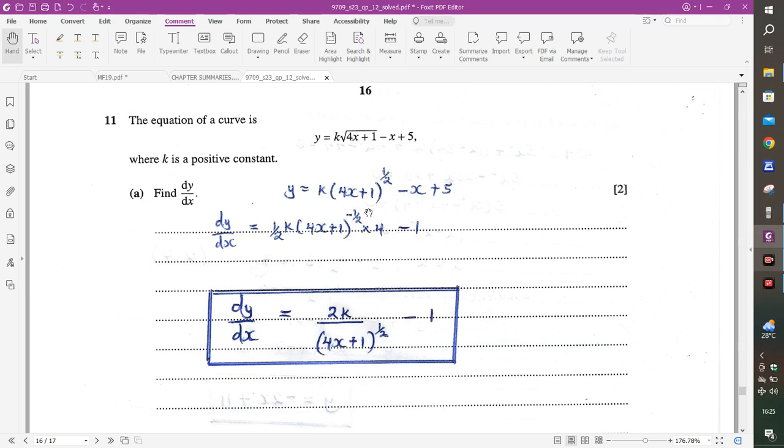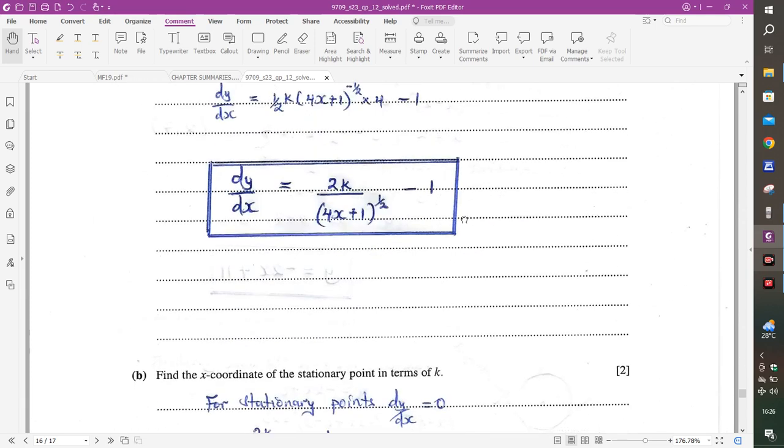Okay? And then I have to multiply by the derivative of this one because it's a compound function. Okay, so I use the chain rule. I have to multiply by the derivative of 4x plus 1, which is a 4. Then differentiate negative x, you get negative 1, and when you differentiate a constant, you get a 0. So this 4, 2 goes into 4 two times. Because this power here is a negative, I can push that one down, and then we get 2k. Okay, 4 divided by 2, that's a 2, then times the k here. So 2k over 4x plus 1 to the power of a half, then minus 1. So that is our dy dx.